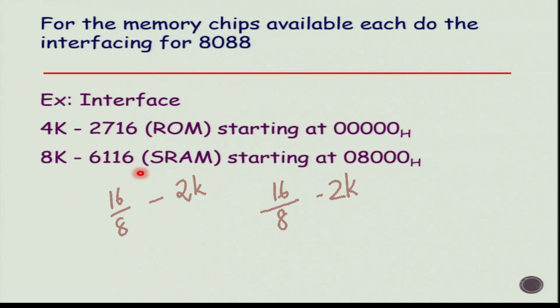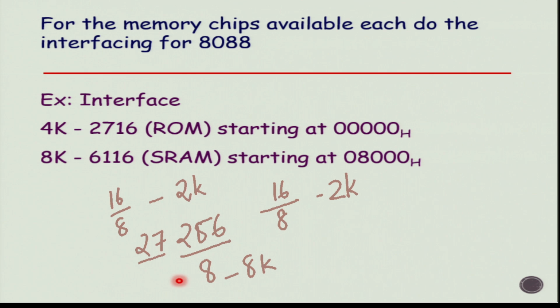Now if I say that the ROM chip available is 27256, in this case 27 indicates that it is a ROM chip. The rest of the digits, 256, give the size. So the size of the ROM chip is going to be 256 divided by 8, which means it is going to be an 8K ROM chip. So you can take the rest of the digits and find out the size of the chip.